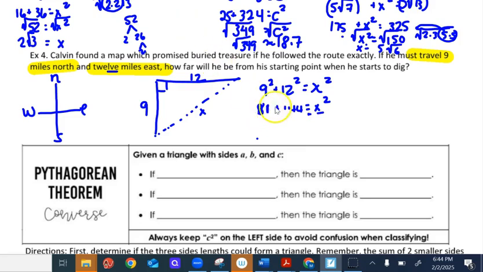You add these up, obviously, equals x squared. So we got 225. 225 still equals x squared. And now I'm going to square root the x squared to get rid of the square, because the square root of x squared is an x. And that forces me to square root that side, and the answer is 15. So 15 miles, he's from the starting point.